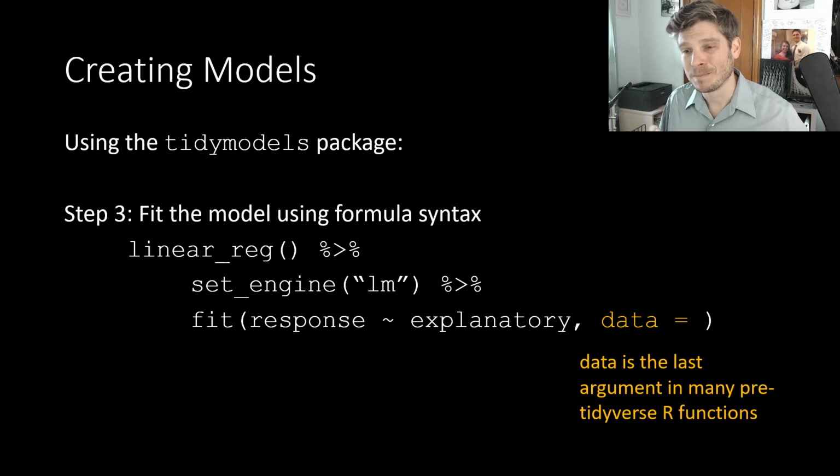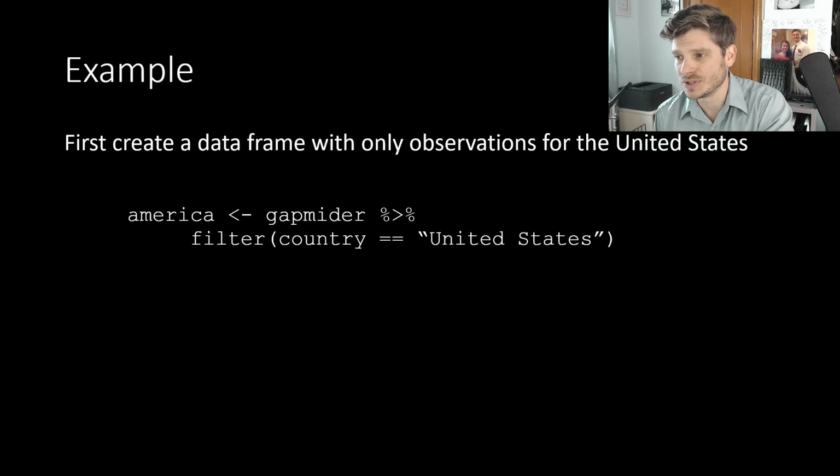This is the way that a lot of the older R functions worked, pre-tidyverse. When you use some older functions like the fit function, which has existed for a very long time, the last argument is actually your data argument. So at the very end, you would say data equals, and then you would specify what your data set is. That is the main code that you want to keep in mind when using the tidymodels linear regression functions.